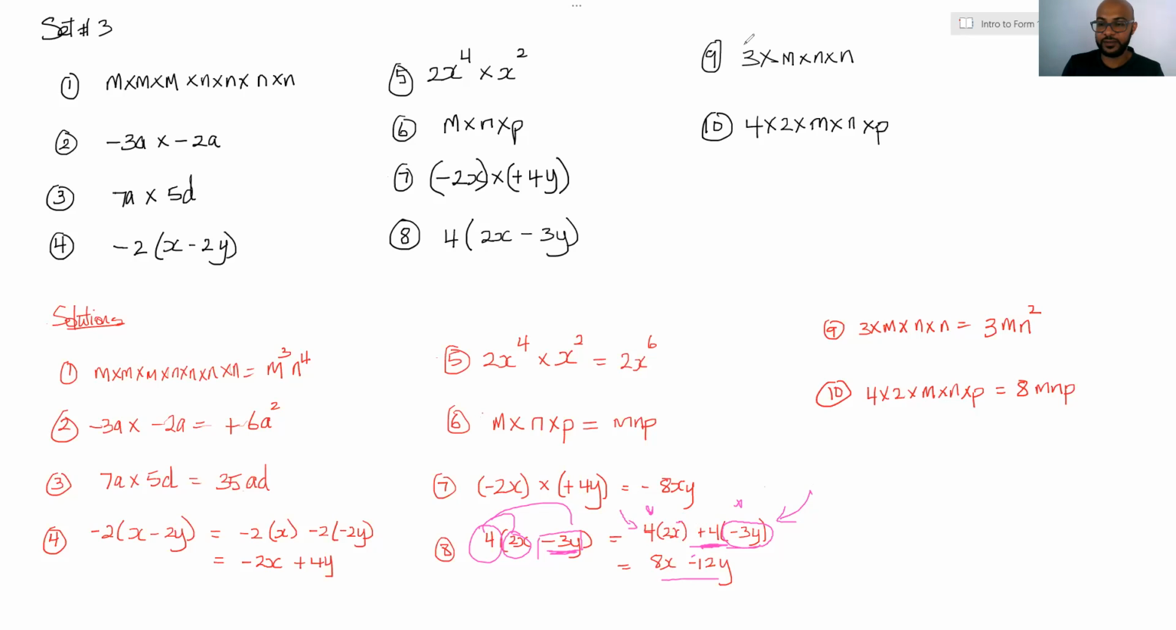Number 10, again, I kind of bring everything into a little callaloo here. We have 3 multiplied by m multiplied by n multiplied by n. So 3 by m is going to give me 3m, but the n by n is going to give me n squared, and then we join all of this together, because we multiply.